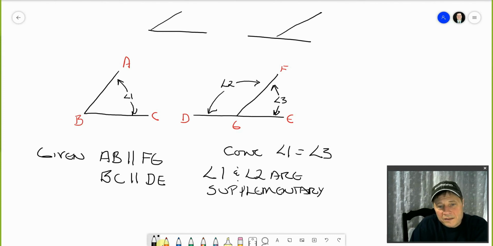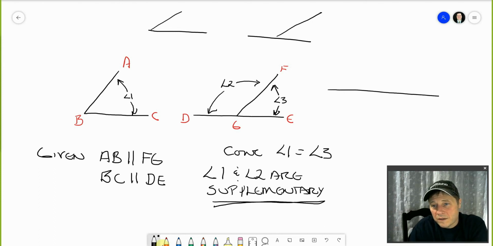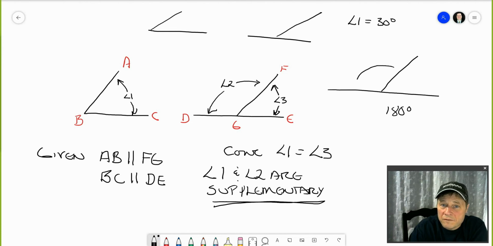And why this is important, okay, supplementary angle is basically this. We know that a line is 180 degrees, right? So if I know, let's say I know that angle 1 equals 30 degrees, and I'm trying to solve angle 2. I want to know what is this angle here, and this here is angle 3, right?